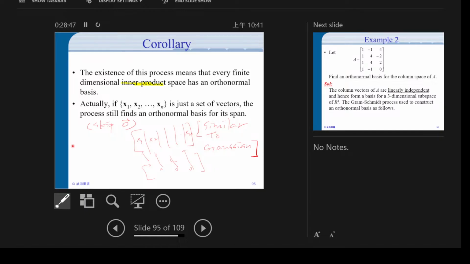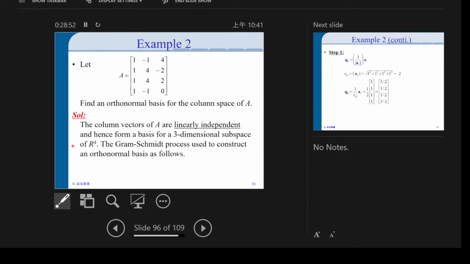Now let's see an example of this working out. We have a set of vectors, and like Gaussian elimination, we want to find the orthogonal basis for the column space of A. We know we can do this with Gaussian elimination, but now we try to do this with the Gram-Schmidt process, and see whether it is a bit faster or slower. So we have these three vectors, and we want to find the orthogonal basis for them.